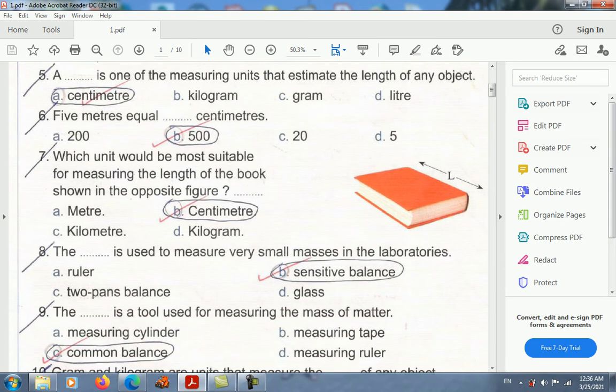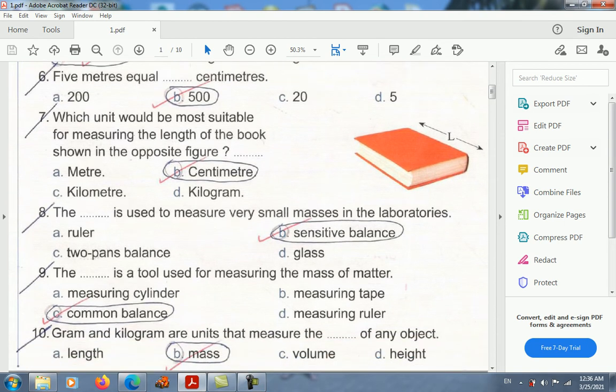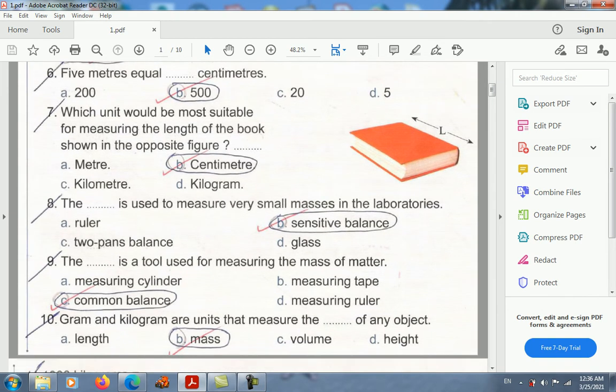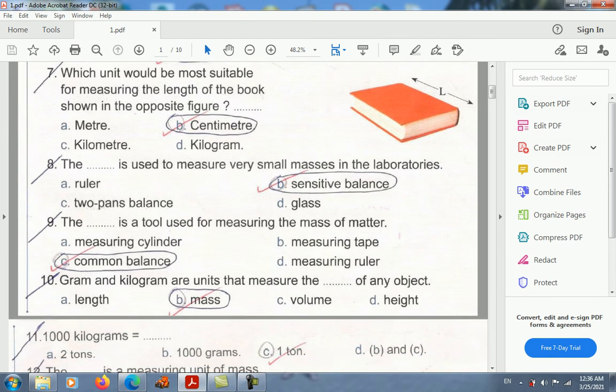5. A centimeter is one of the measuring units that estimate the length of any object. 6. 5 meters equals 500 centimeters. 7. Which unit would be most suitable for measuring the length of the book shown in the opposite figure? And it has a length of L. So of course it's centimeter.